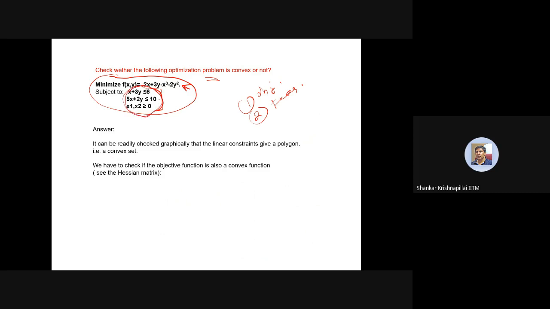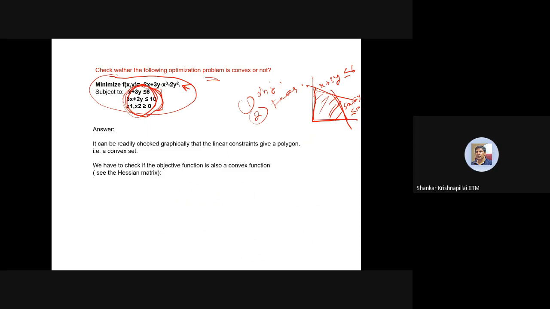Now to check the convexity of the feasible region, there is no shortcut. You have to plot it and check. If you plot these two, this feasible region, you will get something like this. This is x plus 3y less than or equal to 6, and this is the other one, 5x plus 2y less than or equal to 10. So you will get a convex feasible region like this. So the feasible region is convex. Okay, there is no issue with that.